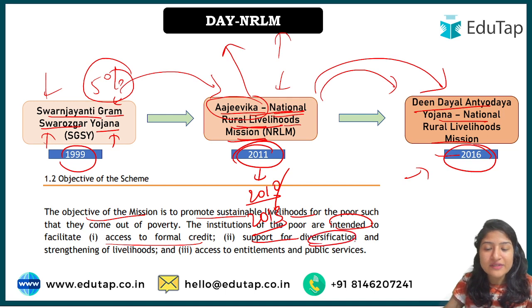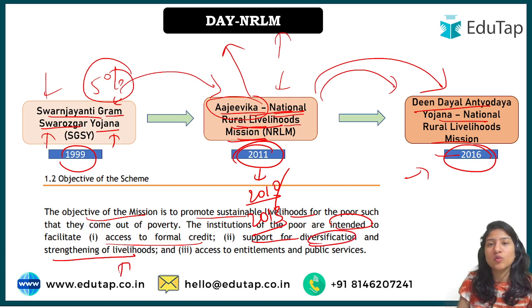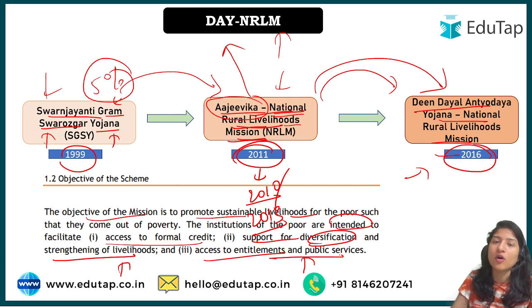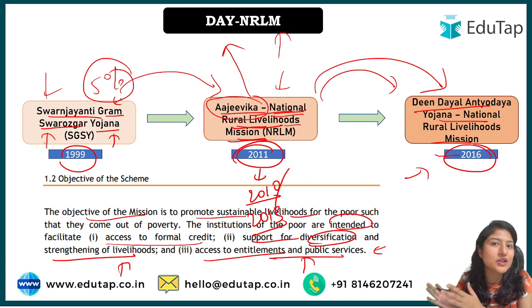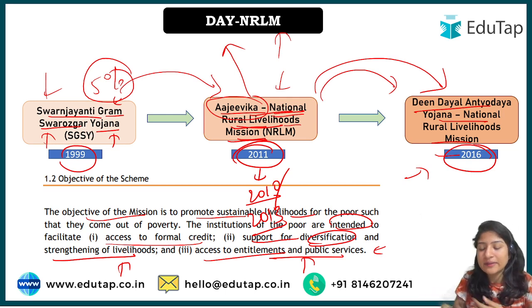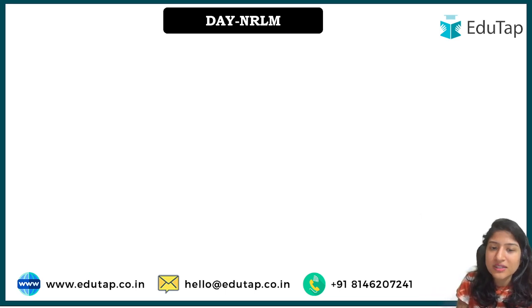Support for diversification and strengthening of livelihood. What are the different options of employment they have? To support them with that, to make them aware, and then to have capacity building. What is capacity building? Basically to train them, to build capacity in them, to build the skill in them. And access to entitlements and public services. There are various schemes that are run by the government, to make them aware that these are the rights that you have, which you can actually utilize, and then providing them that as well. So these are the main three objectives of the scheme.